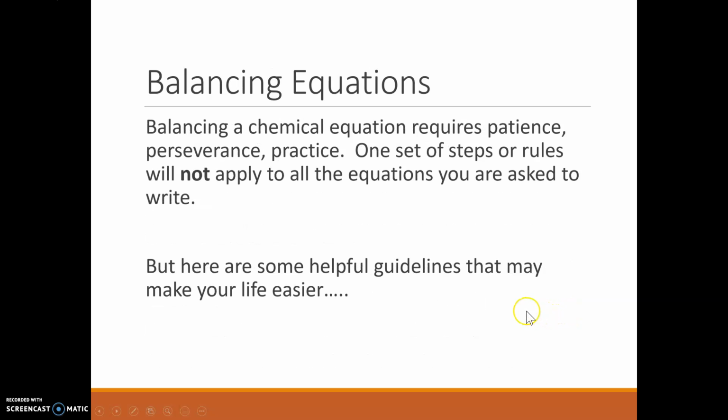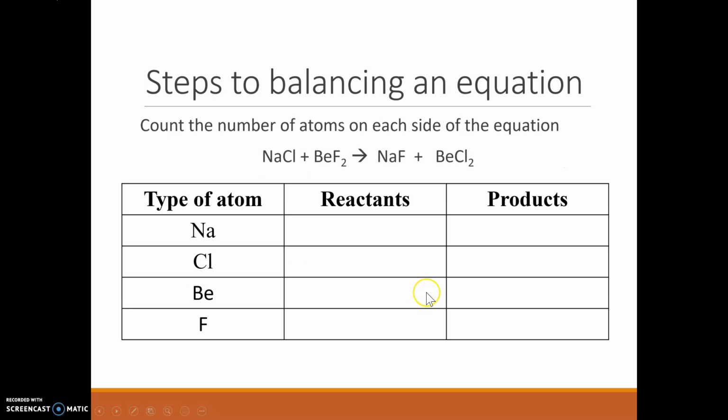Balancing an equation requires patience, perseverance, practice, and one of the steps or rules will not apply to all equations you're asked to write. But here are some helpful guidelines that might make your life easier. Count the number of atoms on each side of the equation first. So if we were going to do sodium, okay, and what I like to do is I like to start with the metals first and then the non-metals. And if I have oxygen or hydrogen, I do those last.